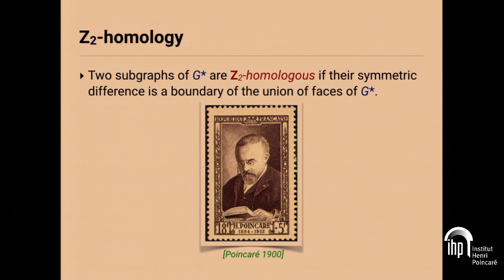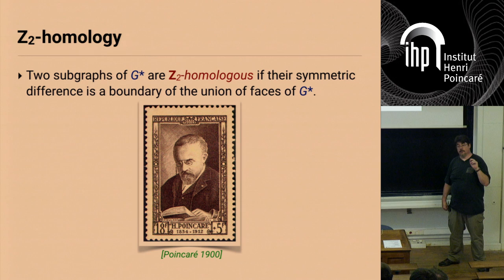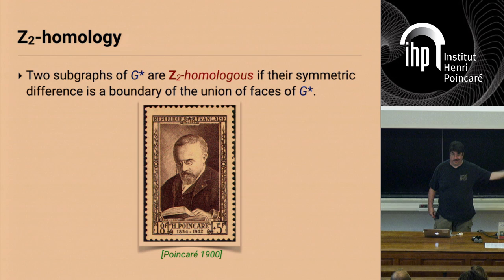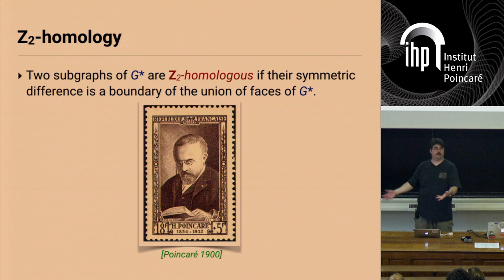In particular, we're doing a very elementary version of homology. We're doing homology with coefficients in Z2, and we're doing homology in surface graphs. And both of these simplify the theory to the point where I don't need to talk about linear algebra, but I will anyway. Okay, so I'm going to say that two subgraphs, in this case of the dual graph, are Z2 homologous if their symmetric difference is the boundary of a subset of faces. Symmetric difference is just addition in Z mod 2. Boundary of union of faces, well, a union of faces is just a 2-chain in Z mod 2.